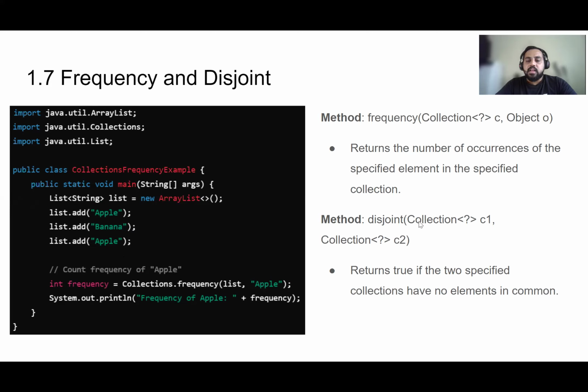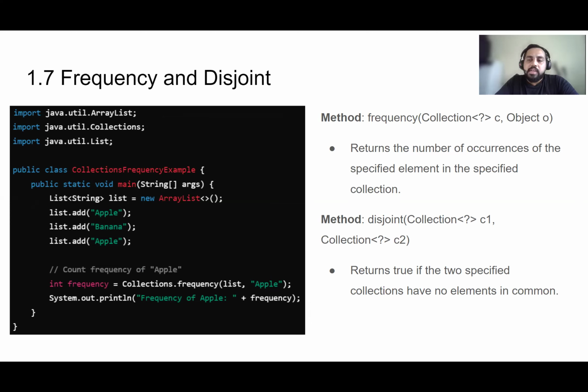Okay. And there is one more method called disjoint, whose syntax I will tell you. Disjoint means we have two collections, two of type ArrayList. I have one ArrayList with the values 1, 2, 3, and the second ArrayList with 4, 5, 6. There is a method in the utility class, Collections.disjoint, and I pass these two ArrayLists to it as parameters.